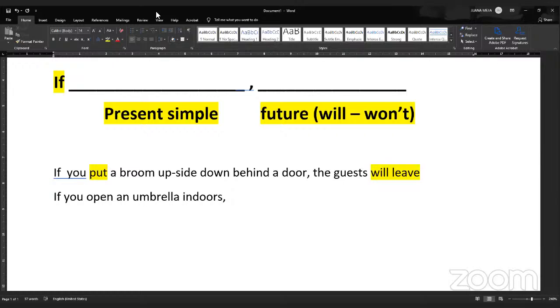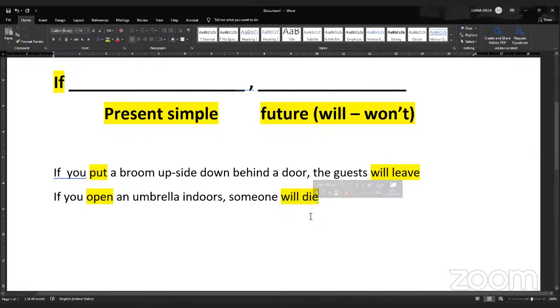If you open an umbrella indoors, someone will die. You see the structure. I want you to focus on the structure, the first conditional. Look, open is present simple. Will die is future. Si abres un paraguas dentro de la casa, alguien morirá. That is the superstition. Recuerden, no estamos aquí estudiando supersticiones, chicos. Estamos utilizando supersticiones para entender la estructura del primer condicional.